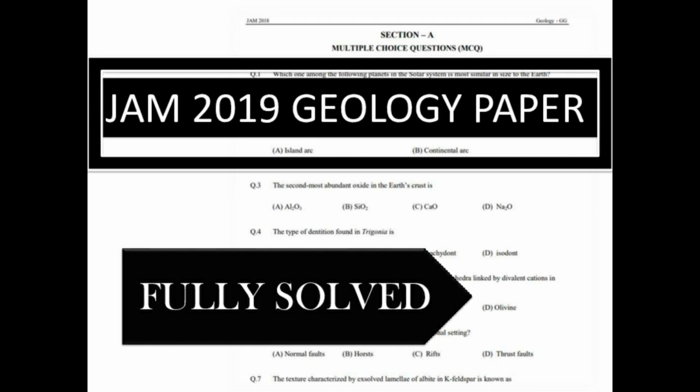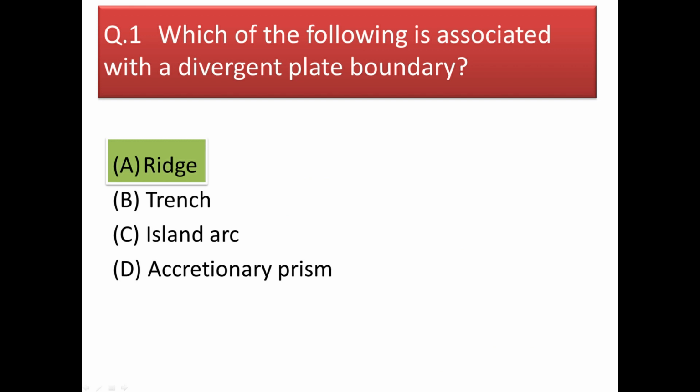Today we will solve the JAM 2019 question paper. So the first question is, which one of the following is associated with a divergent plate boundary? And the answer is ridge. Ridge is associated with a divergent plate boundary because when two plates diverge, magma comes out from beneath and it forms a ridge structure. And a famous example of a ridge is the Mid-Atlantic Ridge.